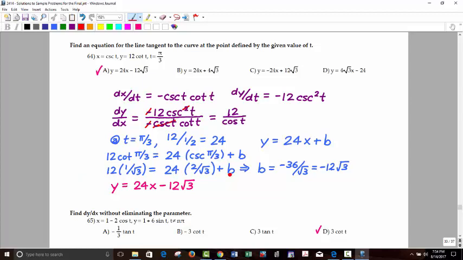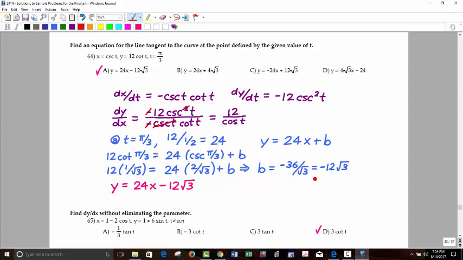So let's see, because we're trying to solve for the value of b here. So I've got 12 over root 3 equals 48 over root 3 plus b. So if you subtract the 48 over root 3, move it from the right to the left, you have negative 36 over root 3, which normally is fine, that's correct.